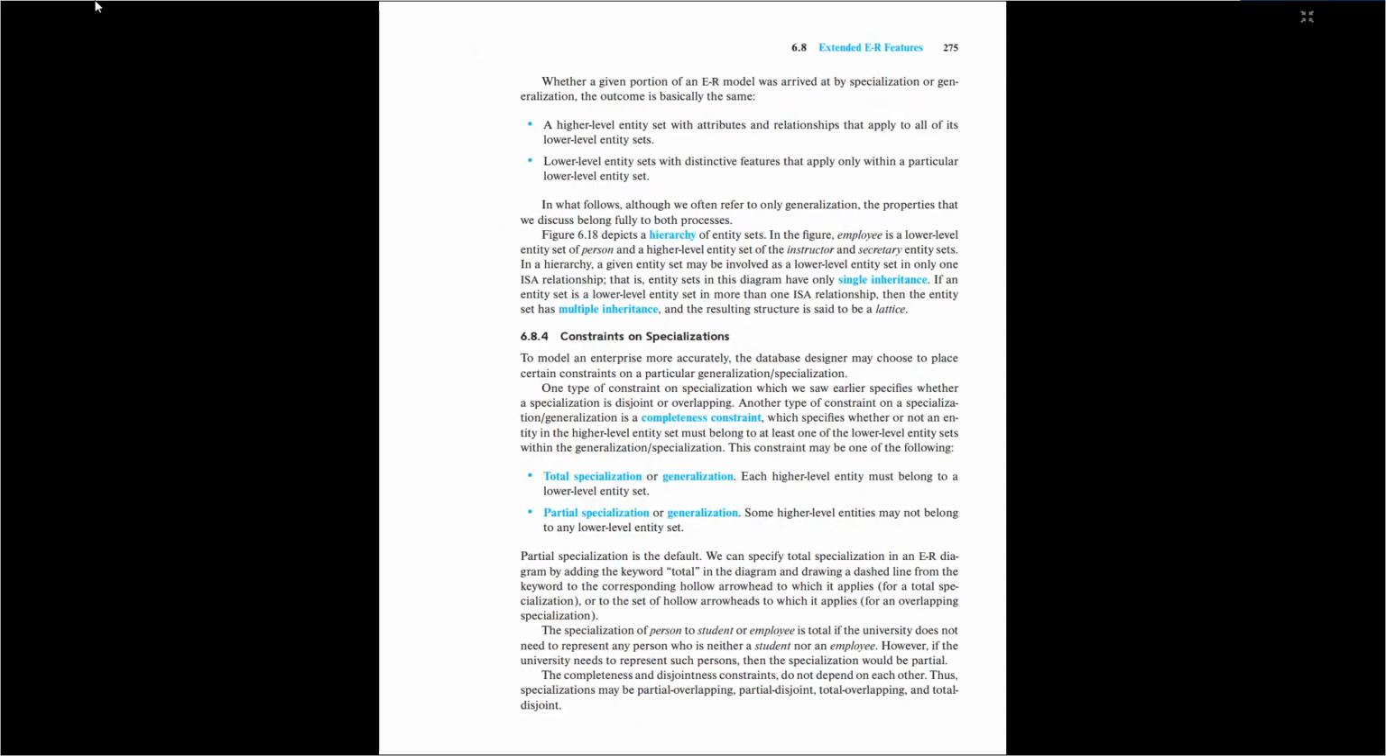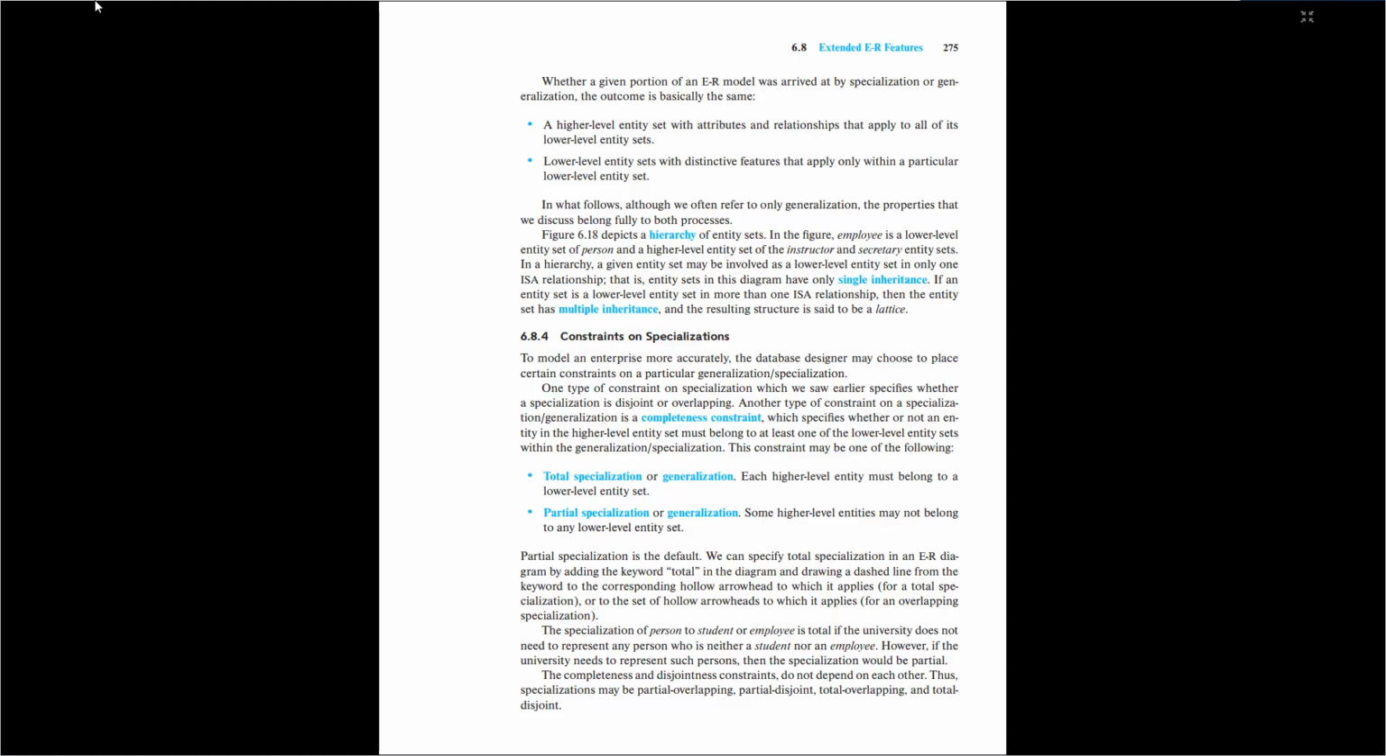Whether a given portion of the ER model was arrived at by specialization or generalization, the outcome is basically the same: a higher-level entity set with attributes and relationships that apply to all of its lower-level entity sets, and lower-level entity sets with distinctive features that apply only within a particular lower-level entity set. In what follows, although we often refer to only generalization, the properties that we discuss belong fully to both processes.